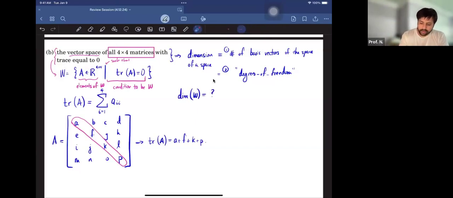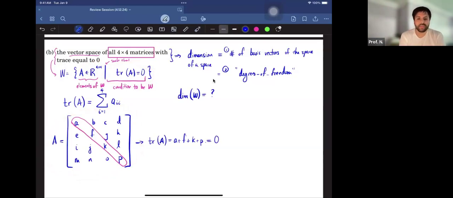Now, W again is the set of all matrices that are 4x4 whose trace equals 0. Now look, we have a general 4x4 matrix, and we know that the trace is 0.